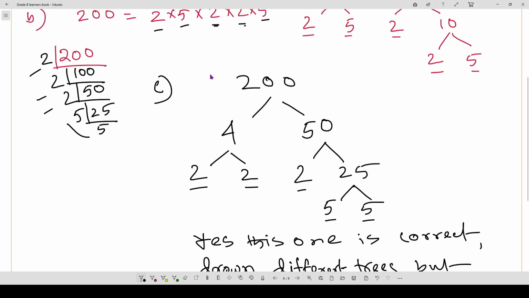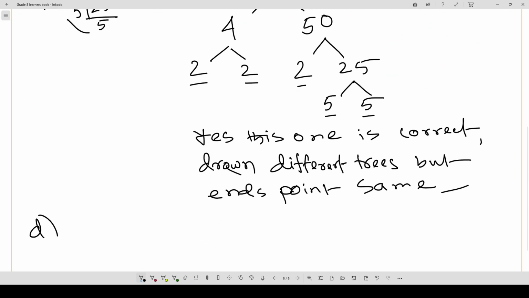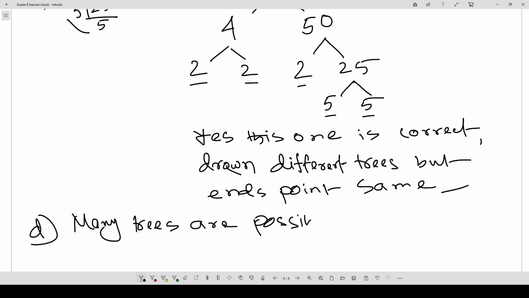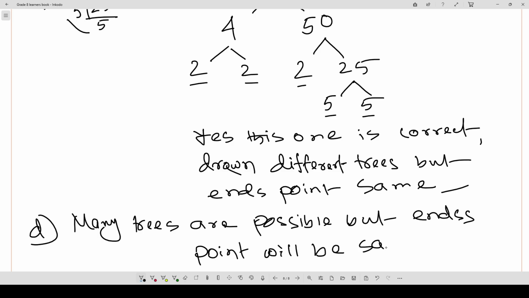So many trees are possible. It's number D. Many trees are possible, but the endpoints will be the same.